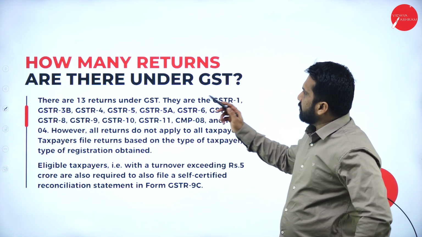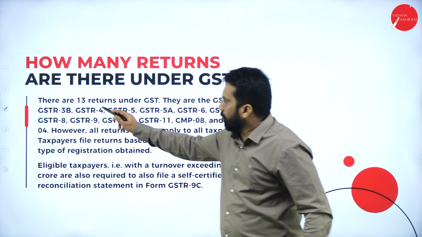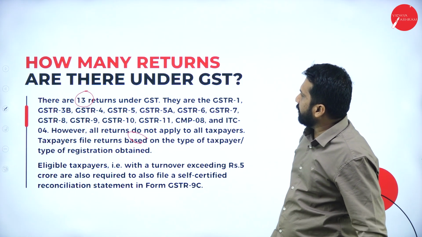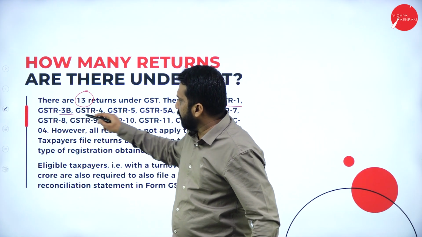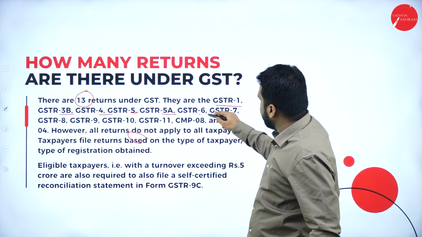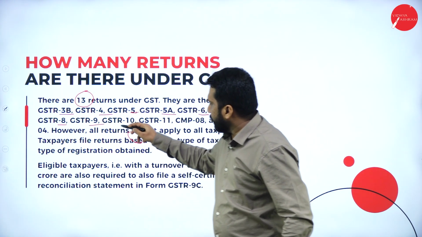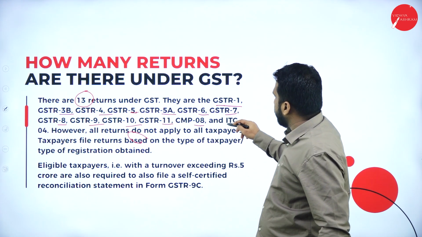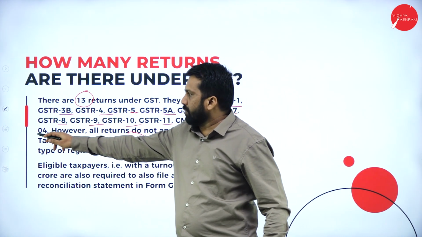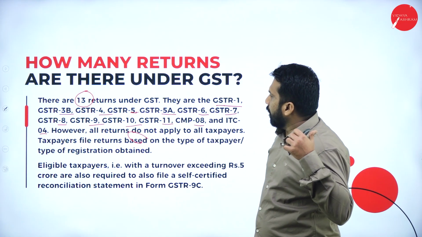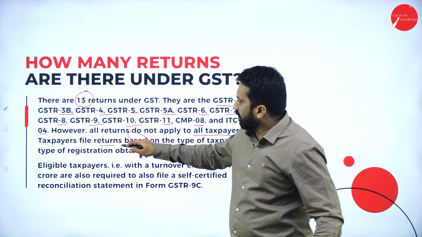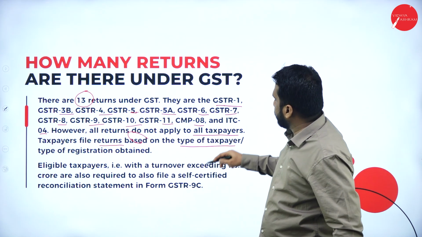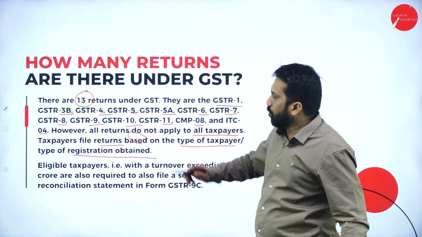Now, how many returns are there under GST? 13 returns are there. The numbers go like GSTR 1, 3B, 4, 5, 5A, 6, 7, 8, 9, 10, 11, then ITC 04. These are your returns under GST. However, all returns do not apply to all taxpayers. Taxpayers file returns based on the type of taxpayer and type of registration obtained.